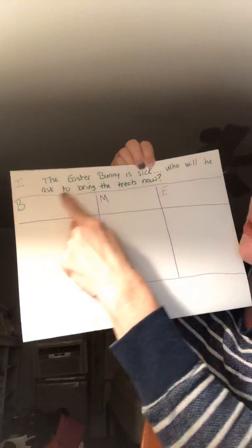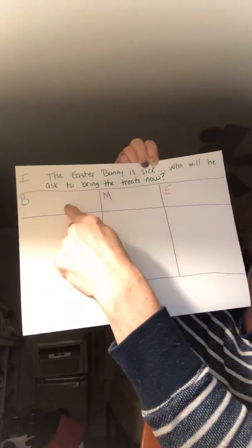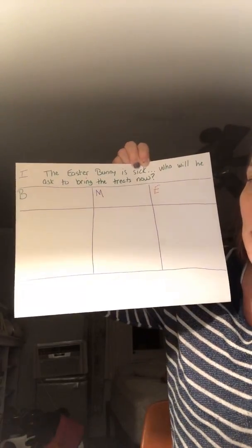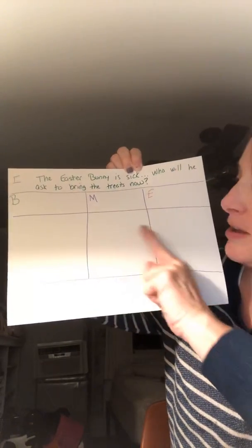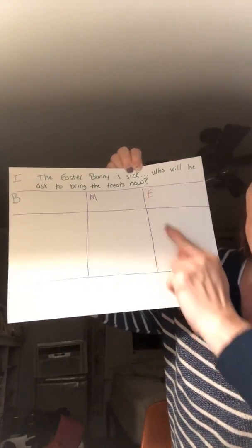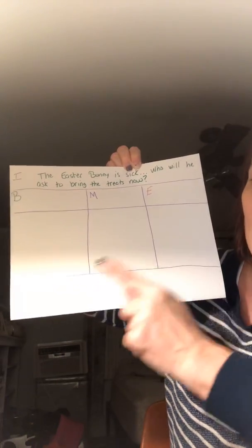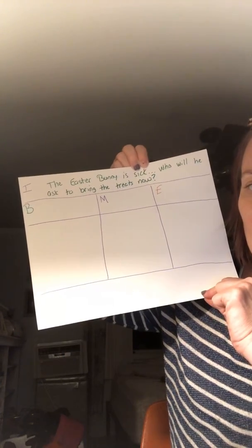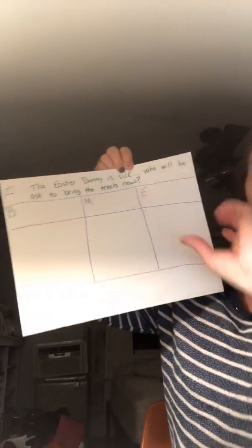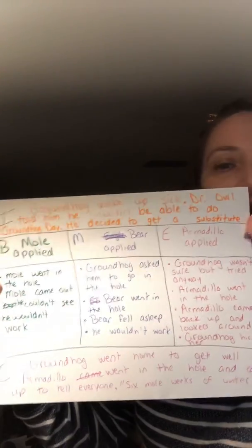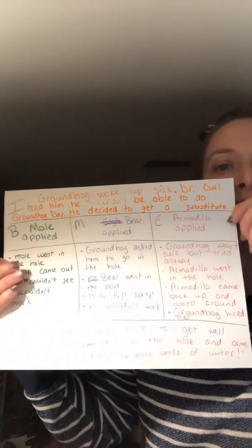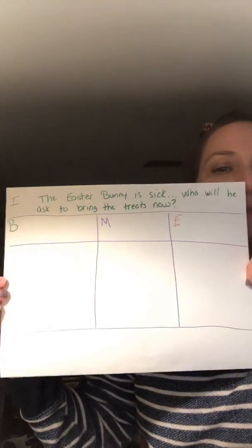When the first character tries, you need to tell me what's going to happen. When the second character applies, you need to tell me what's going to happen. And when the 3rd character applies, you need to tell me what's going to happen. And then you also need to tell me, how does the story end? So you're planning out just like this author did for the substitute groundhog, so that you can write about the substitute Easter Bunny.